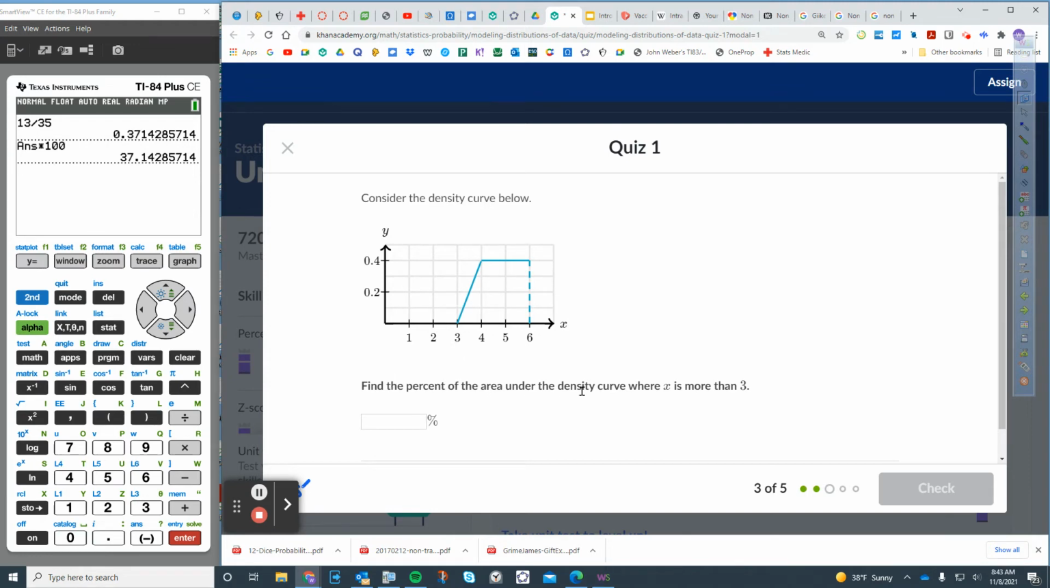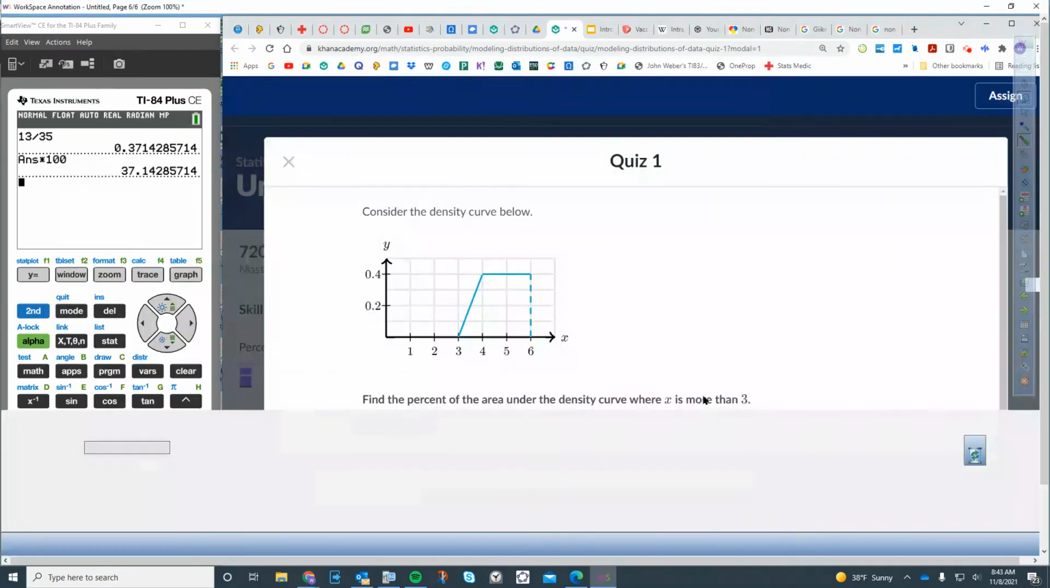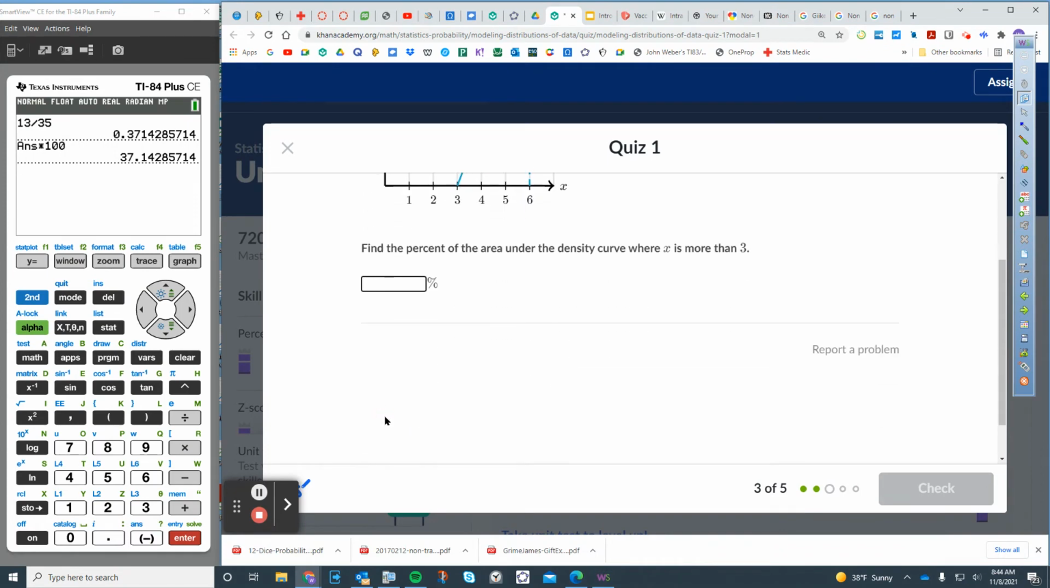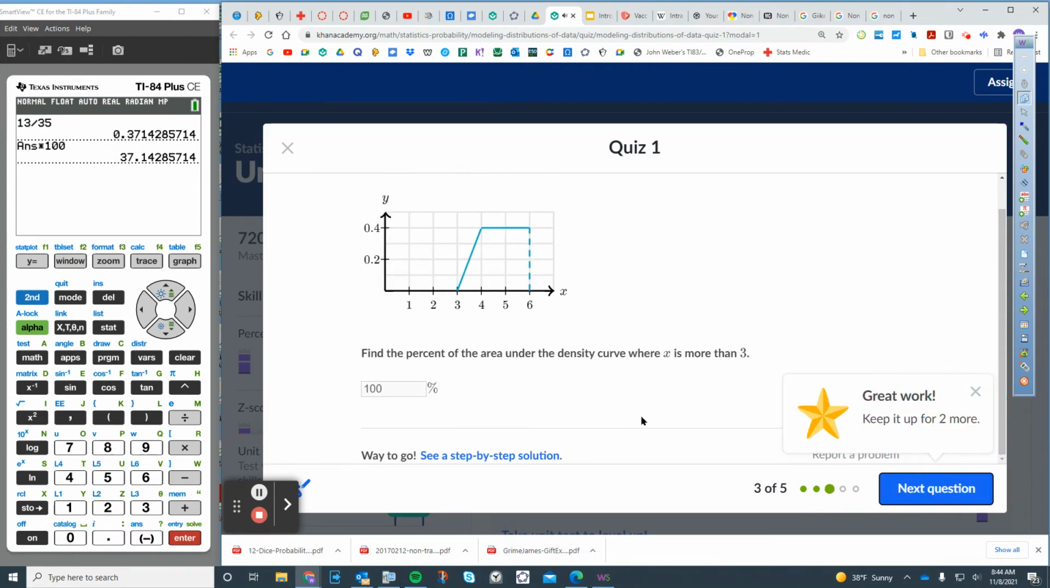Find the percent of area under the curve where x is more than 3. All right, more than 3. It's interesting. See, because more than 3 is this point to the right. So you're asking to find the area, right? The percent of area. And the percent of area that is more than 3 is the whole entire density curve, right? It's the area under the whole entire density curve, which is 1, by the way, and 1 is equivalent to 100%. So here should be 100%. There you go.